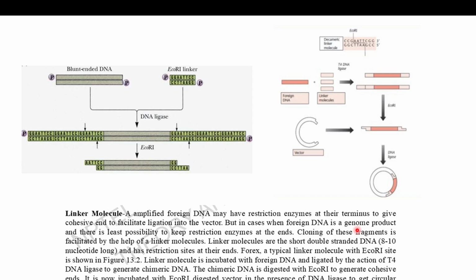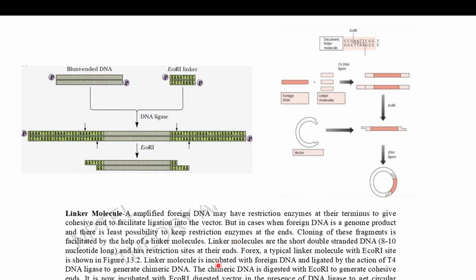If we want the whole intact gene while introducing this particular foreign DNA for cloning purposes, we can't really have restriction enzymes at the ends naturally, because it might introduce these problems. What happens is cloning of these fragments is facilitated with the help of linker molecules. Linker molecules are short double-stranded DNA, 8 to 10 nucleotides long, and have restriction sites at their ends. Okay, in this case, EcoR1.